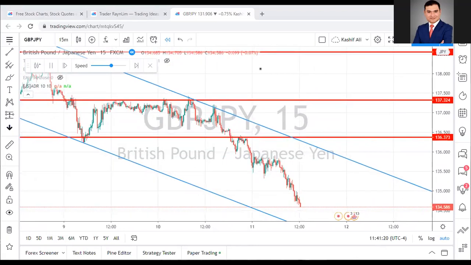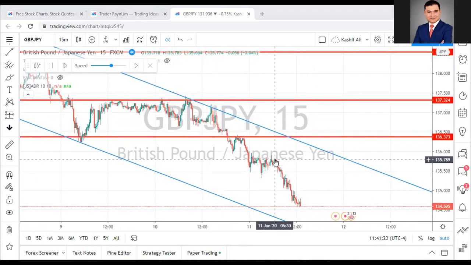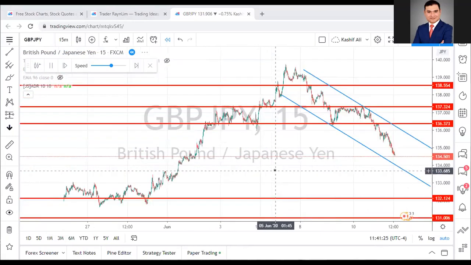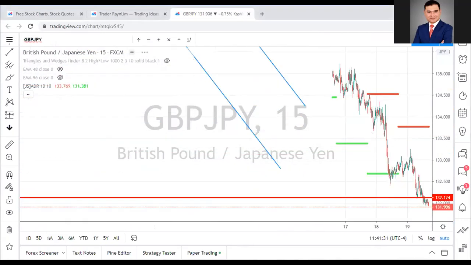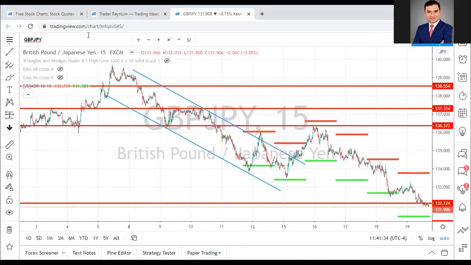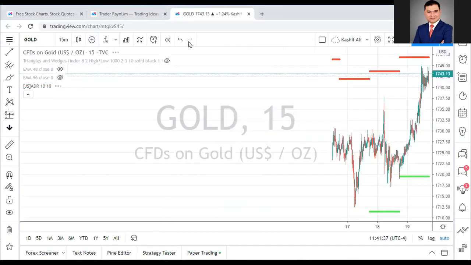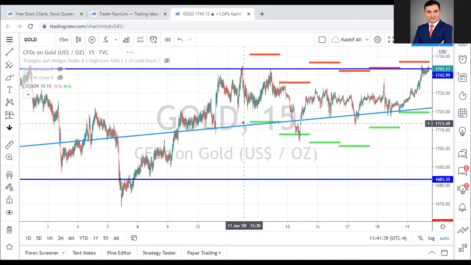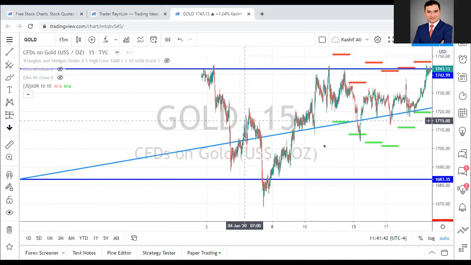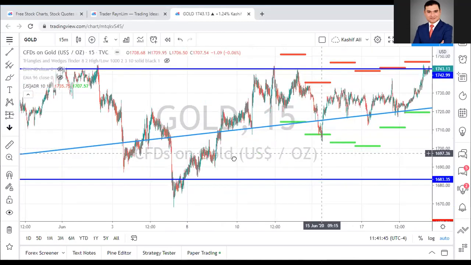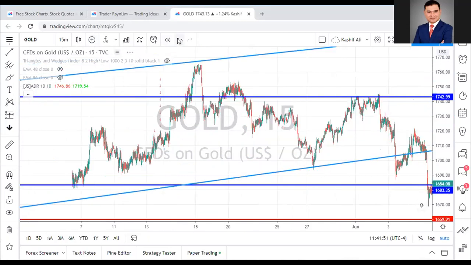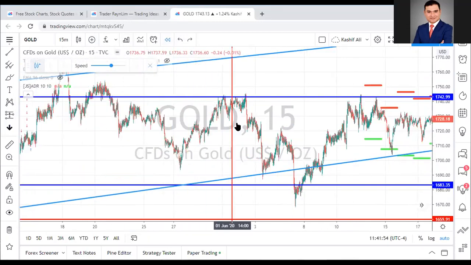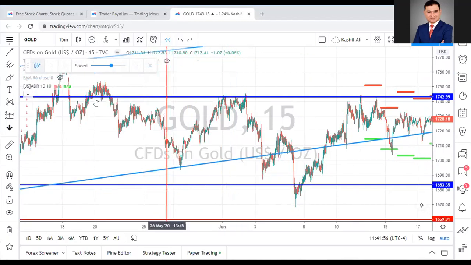So you understood how I back test my strategies and everything. So here as well, let's look at another pair maybe. Let's look at gold. These are the ADRs, okay? So right now, for example, let's say I am here.